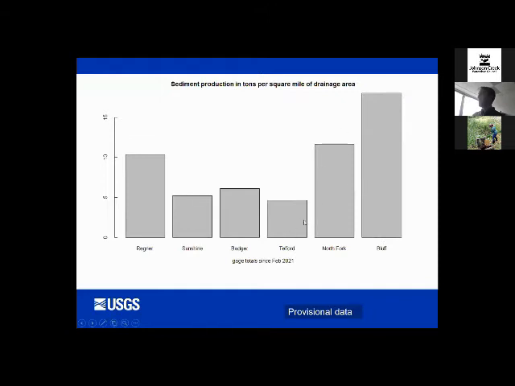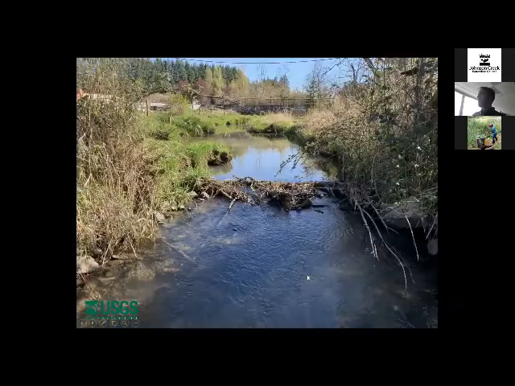Why is there not more sediment down there? One hypothesis is beaver dams. This is actually one near Telford, which can be good sediment traps at times. We're getting low on time.